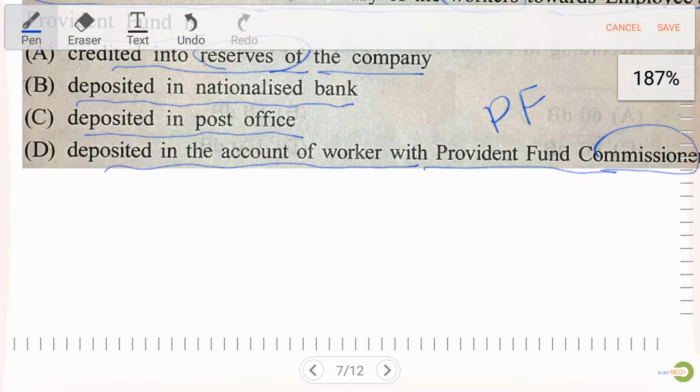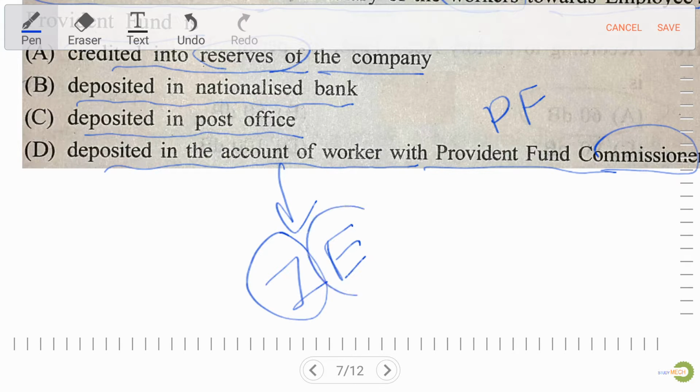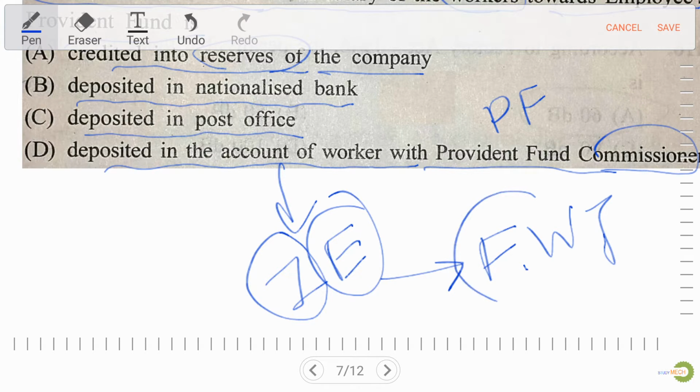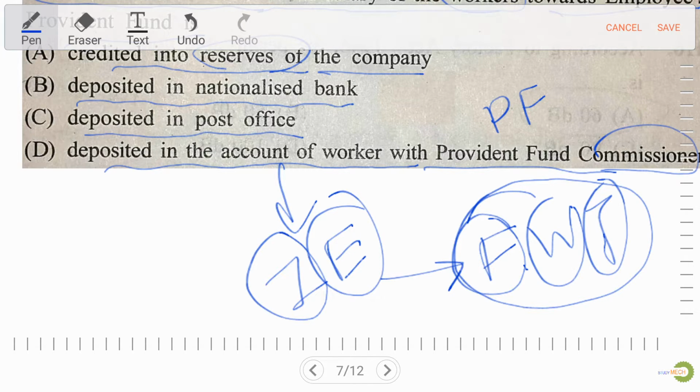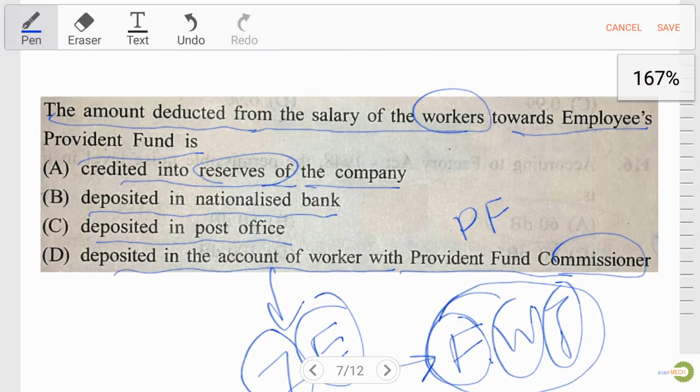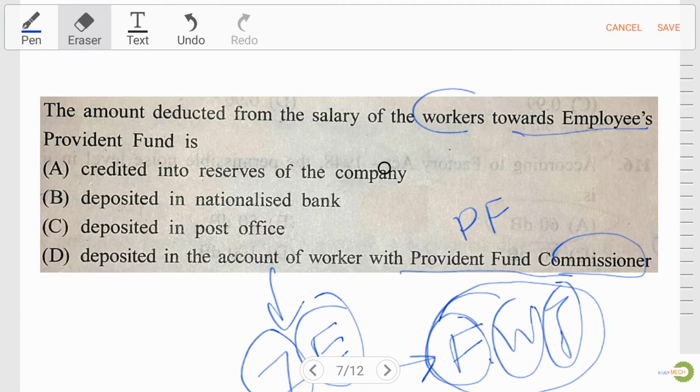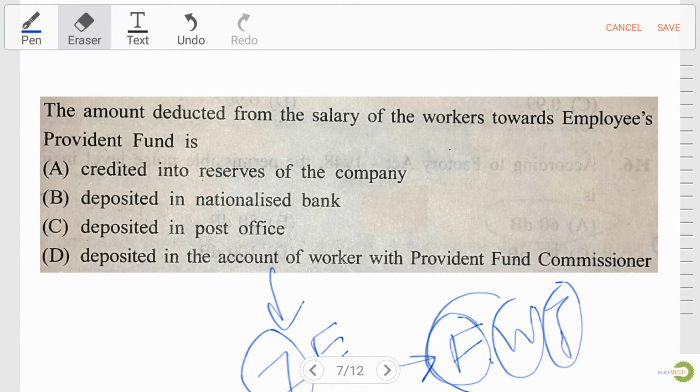Well, this is a question from the subject industrial engineering. Always remember, the father of industrial engineering is F.W. Taylor. This information is very important from the exam point of view. F for Frederick W. Taylor. Okay, now let's discuss the right answer in this question. So our right answer is option D, deposit in the account of the worker with the provident fund commissioner.